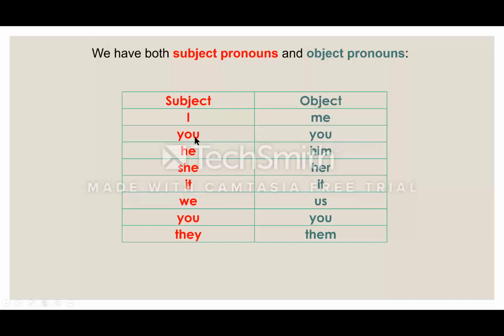You, before the verb, you, after the verb. He, before the verb, him, after the verb. She, before the verb, her, after the verb. It, before the verb, it, after the verb. We, before the verb, us, after the verb. You, before the verb, you, after the verb. So why do we repeat you twice here? Because you can refer to one person or a group of people, singular and plural. They, before the verb, them, after the verb.